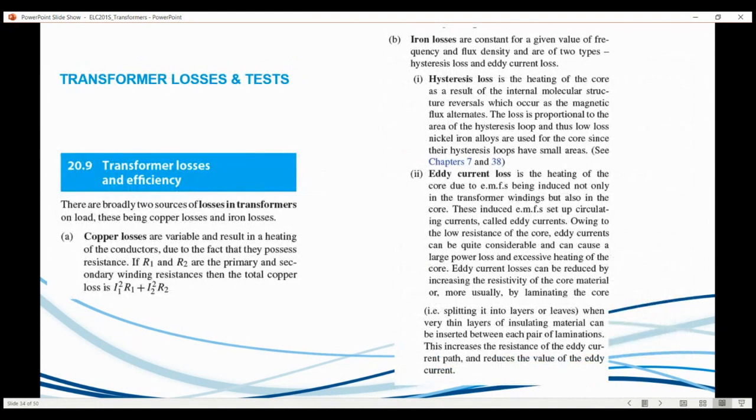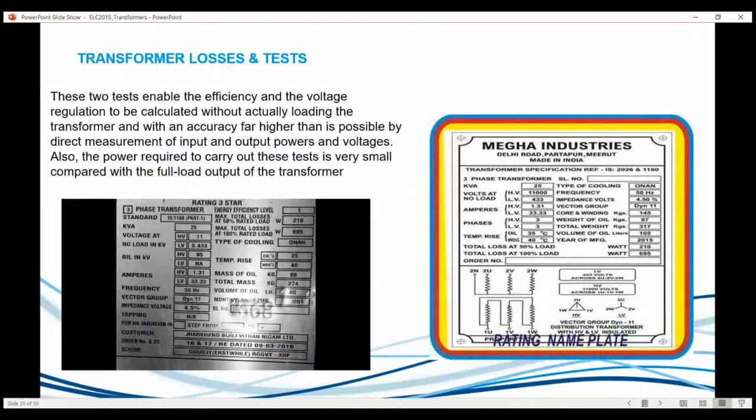This talks to the same thing, grouping the two main losses, the copper and the iron. Think of copper as load losses and iron losses as no load. We'll talk about that now. In dry dock, or when the ship is stationary, as Mr. Casimir said, there are some tests to be done on the transformers as well, maybe if it's an inefficient transformer that is not stepping the voltage up or down well. There are two tests that allow the efficiency and voltage regulation to be calculated without actually loading the transformer, with an accuracy far higher than is possible by direct measurement of input and output powers and voltages. This again talks to the total loss at 50% and at 100%.